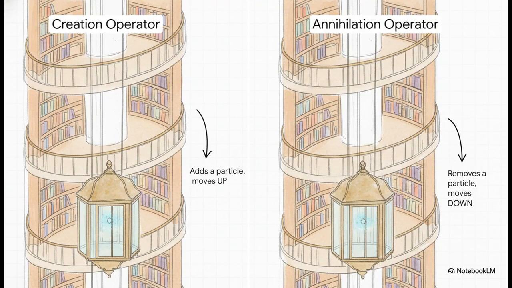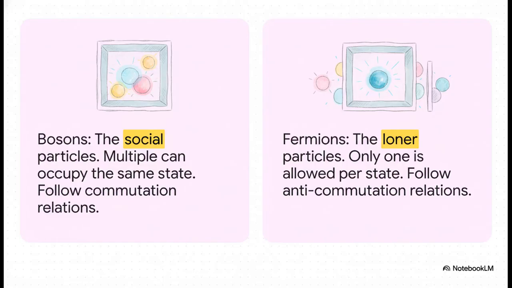Now, you're probably wondering, how do we get between these floors? Well, physicists came up with these incredible mathematical elevators. You've got a creation operator that lets you add a particle to the system, which takes you up 1 floor in our library, and then you have an annihilation operator that does the exact opposite. It removes a particle and takes you down a floor. Simple as that.